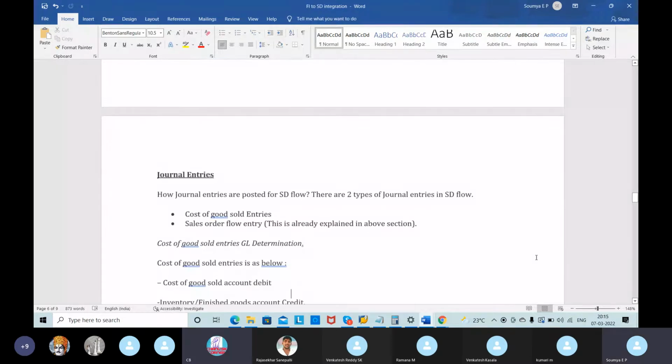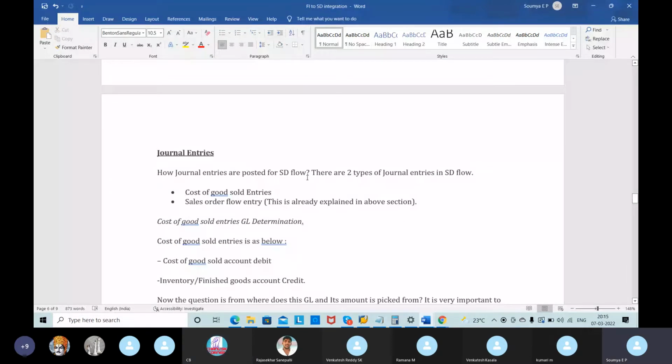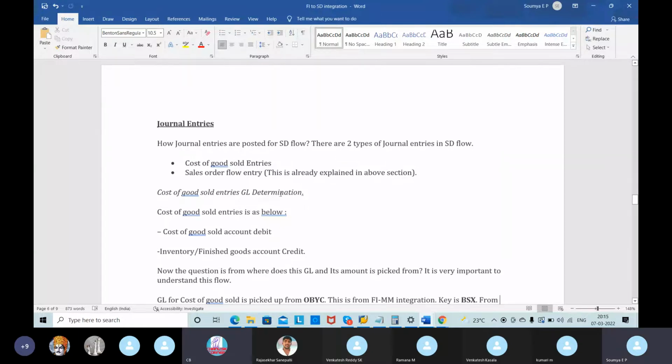Journal entries. How journal entries are posted for the SD flow: there are two types of journal entries in the SD flow, the cost of goods sold entry and the sales order flow entry. For the cost of goods sold entry GL determination, the cost of goods sold account is debited and the inventory or finished goods account is credited.